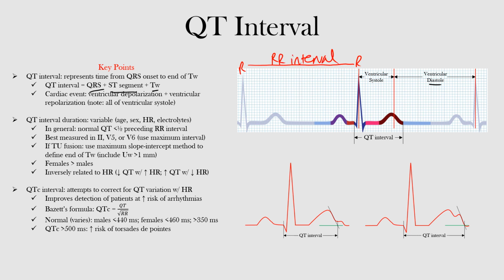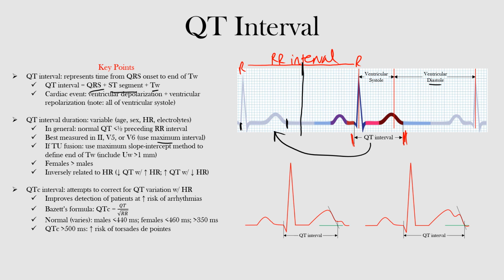And we're saying that in general, the QT interval, so from here to here, should be less than 1/2 of the R to R interval. So if we took half of it, maybe about at this point, the QT interval from here to about here should be less than 1/2 of that R to R interval. That's just a general rule of thumb and something that you can use. Now, the best leads to measure the QT interval appear to be lead 2, V5, and V6. And you want to use the greatest QT interval in one of those leads. So get the maximum interval, that's the one you want to use.